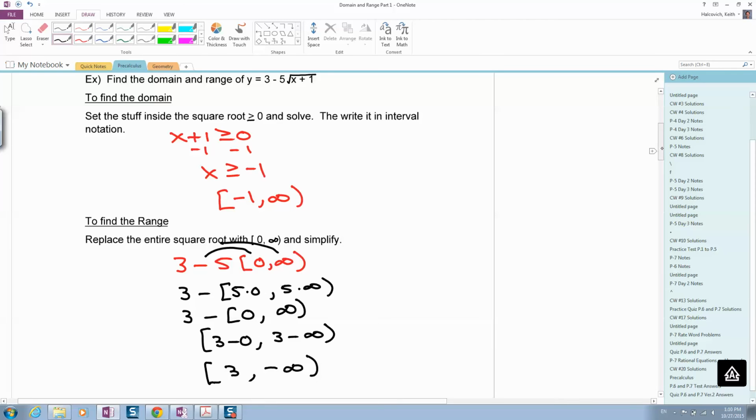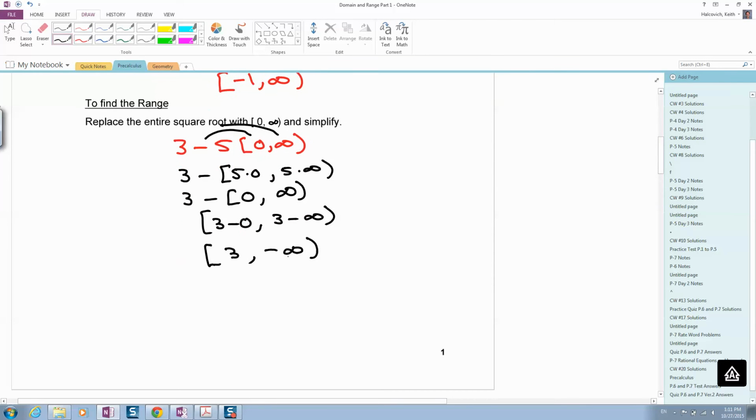So then just rewrite it to make sense, because remember, negative infinity always comes first. So it's negative infinity to 3. So basically the range is less than or equal to 3.